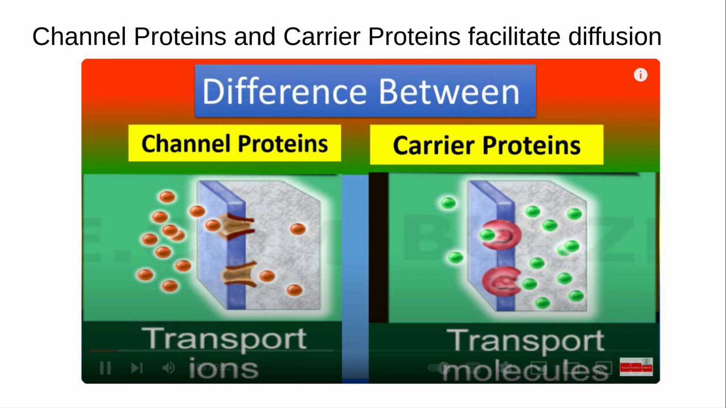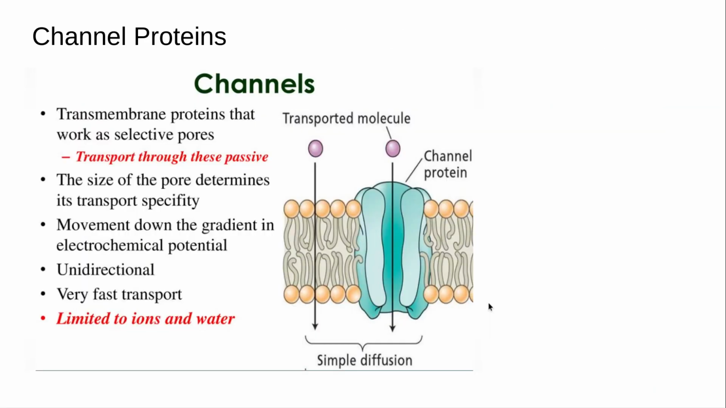So here's again a three-dimensional representation. The main thing we need to remember is that channel proteins are going to transport ions and water, and carrier proteins are going to help transport molecules. So channel proteins work as pores, and the size of the pore determines what kind of molecules it is going to transport.